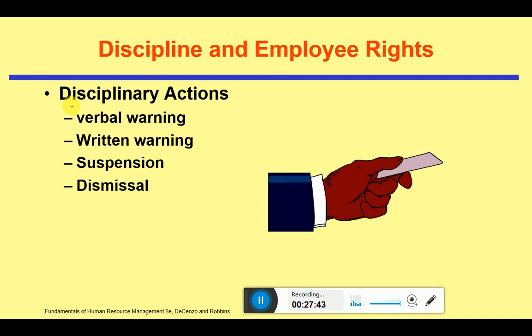Now what will be the disciplinary actions, or what will be the proper disciplinary procedure? The verbal warning, meaning oral warning, the written warning, the paper warning, suspension as I told you, and it can be dismissal as well.